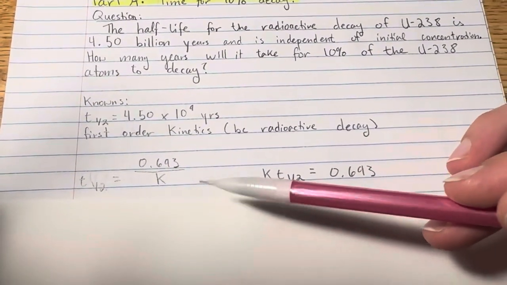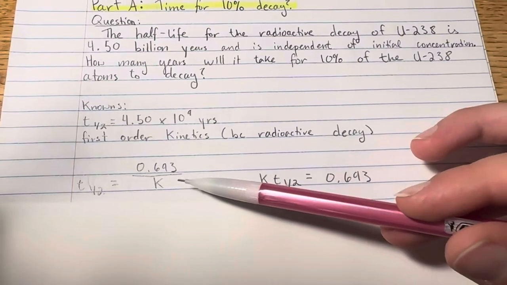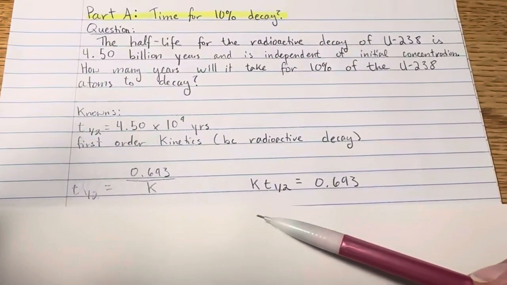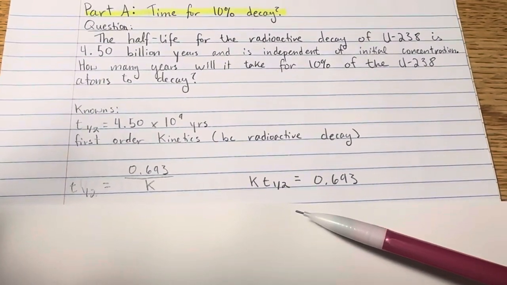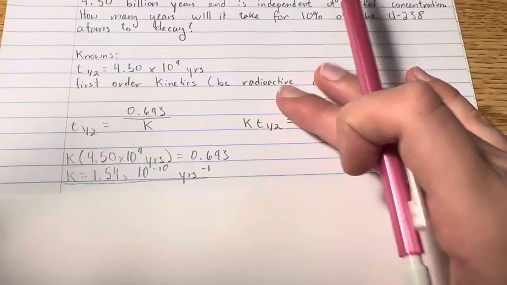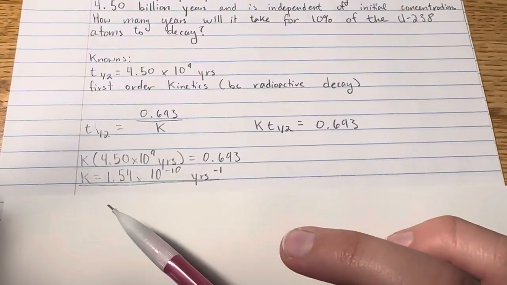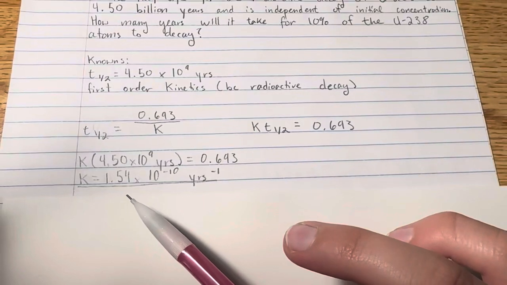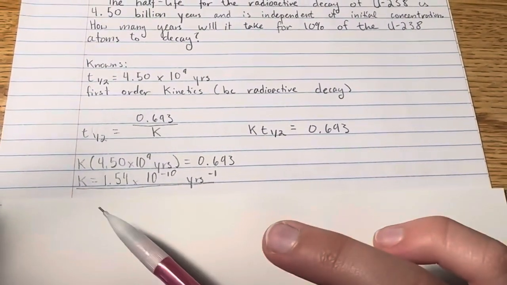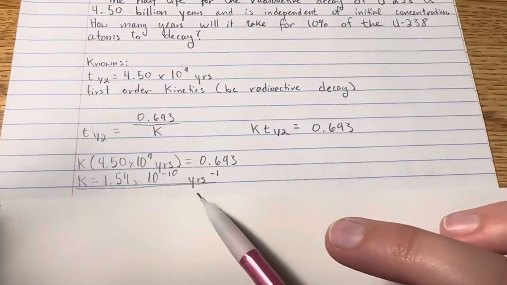And it's easy to get tripped up if the variable you're looking for is in the denominator, so I just moved it around so it'd be K times T1/2 equals 0.693. Then we just plug and chug to find the answer, and we get that K is equal to 1.54 times 10 to the negative 10 years to the negative 1. Careful of the units, because you end up dividing both sides by this value, so it's years to the negative 1.